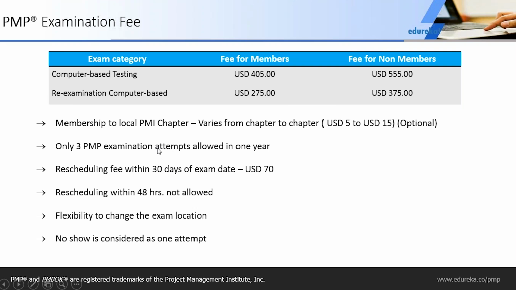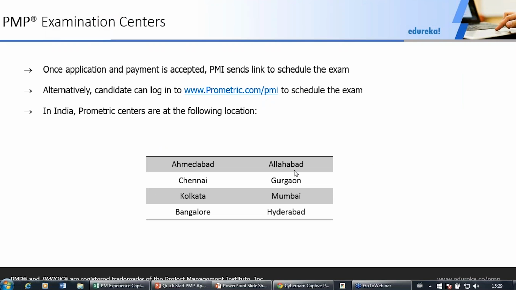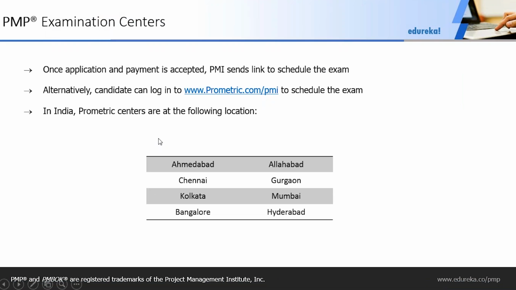Any questions, any doubt, feel free to ask me here. And talking about Prometric Center, a lot of people have this question: where to go for the examination, how to go for the examination. So after your payment is accepted, after your audit is done, in case you are picked up for audit, you will receive an email from PMI which will have a link to Prometric Center. You can use that link which will take you to prometric.com/PMI, and you can actually book examination on any of the centers given here. There are only 8 centers of PMI in India: Ahmedabad, Chennai, Kolkata, Bangalore, Allahabad, Gurgaon, Mumbai, Hyderabad.